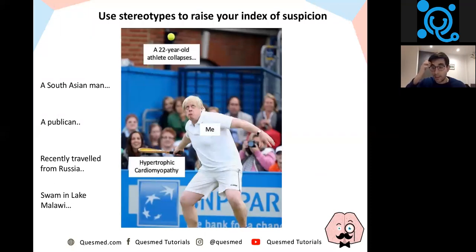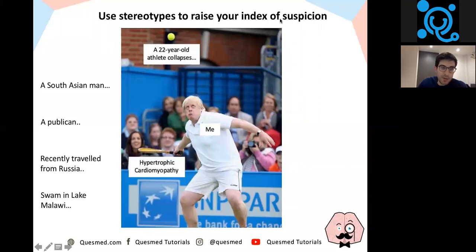And yeah, of course, if we're talking about rules of thumb, we have to use stereotypes unfortunately, to raise our indices of suspicion. So clearly we have a man here with an athlete who collapses, it's hokum, isn't it? South Asian man, unfortunately, the stereotype is TB. A publican is someone who drinks a lot. The last two are a bit more niche. I don't know if people know what I'm referring to.